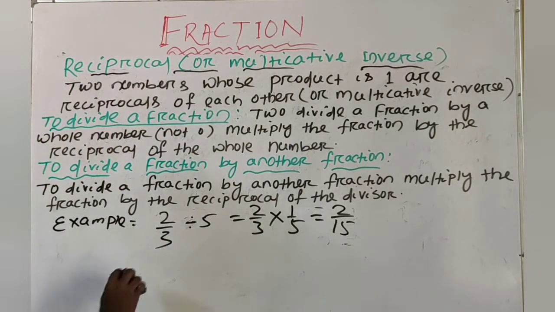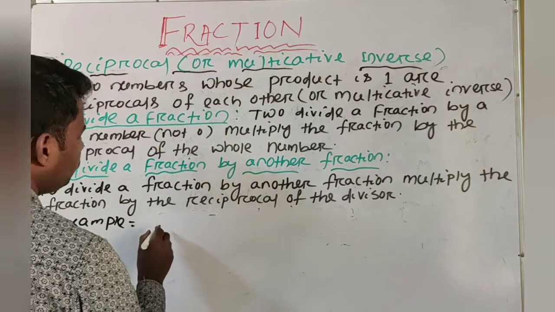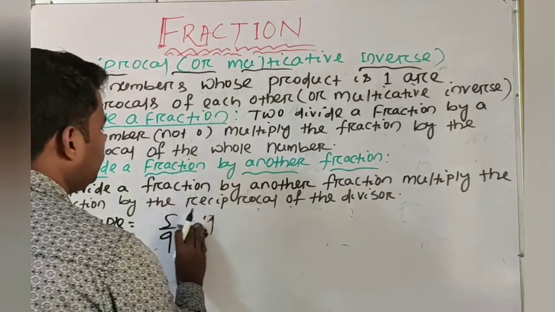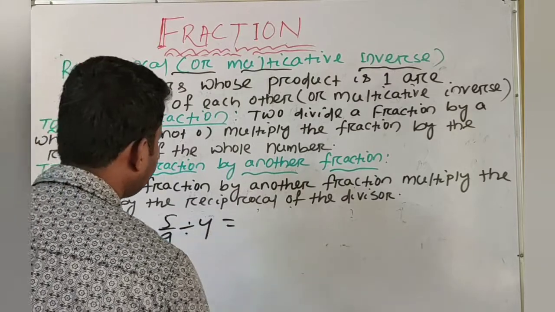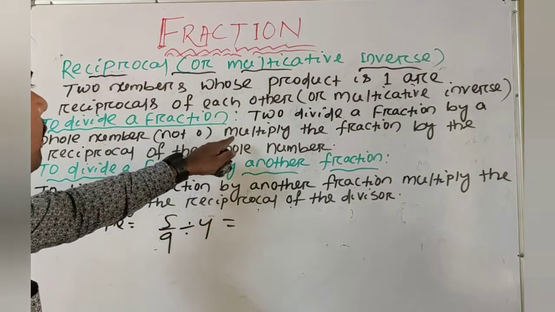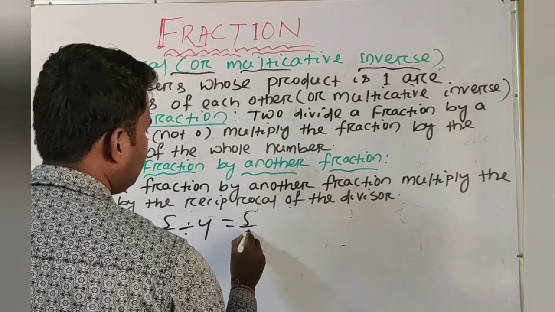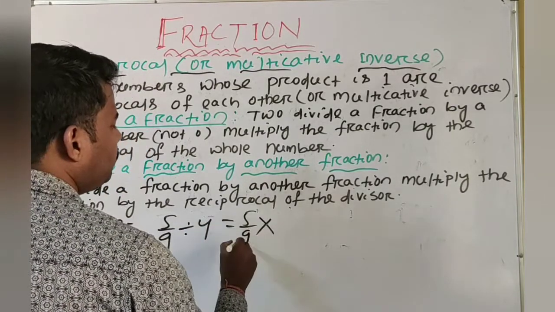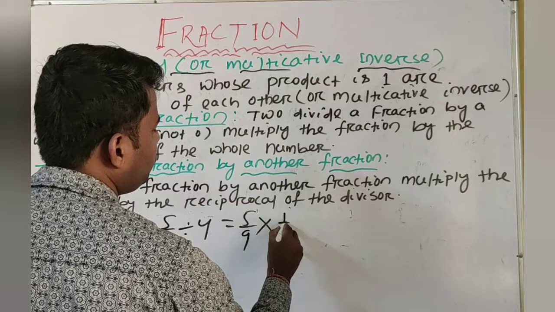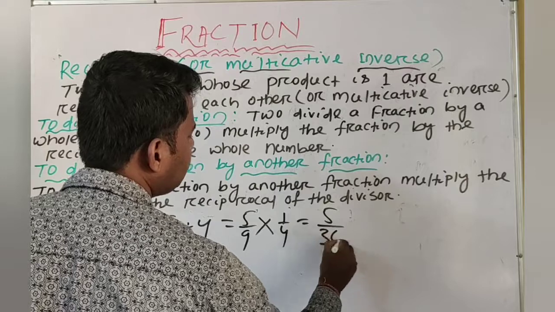We will take another example. 5 by 9 divided by 4. How will you divide? To divide a fraction by a whole number, multiply the fraction by the reciprocal of the whole number. So we will write 5 by 9, then put multiplication instead of the division sign, and then take the reciprocal of 4. Reciprocal of 4 will be 1 by 4. Then 5 into 1 is 5 and 9 into 4 is 36.